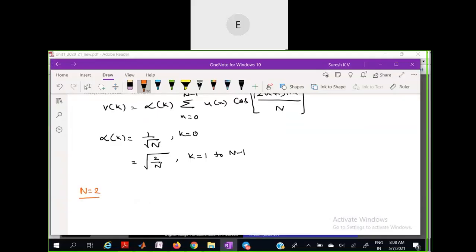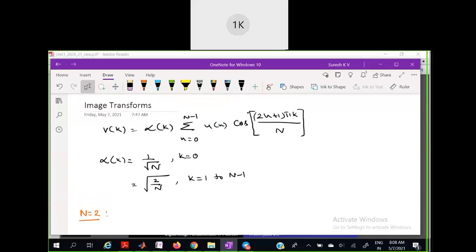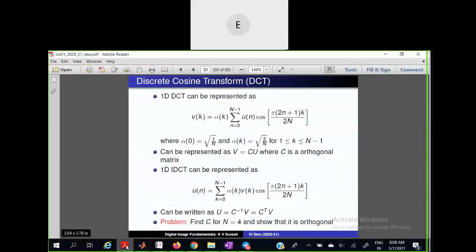Sir, we need to divide by 2N here in V of k. Oh sorry, I think this is 2N, correct? This is 2N. Okay, fine. Correct, no? Okay, good observation.